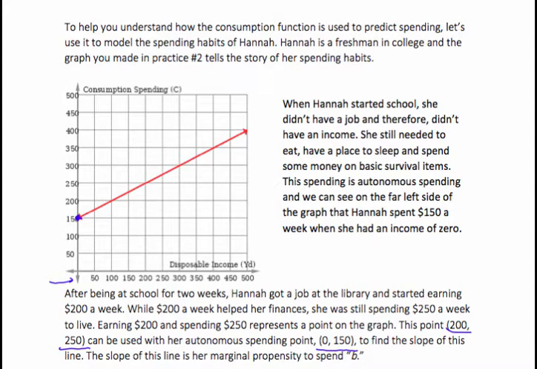income. So let's see, here was the point that she had. She got this job at the library, and so she started making $200 a week. Even though she's making $200 a week now, if we look at the point on Hannah's graph here, she's spending $250 a week. So she's spending more than she's earning still at this point. But we can use these 2 points, this point here and the one that we started at, to determine the slope of the line. And once we get the slope of the line, that is her marginal propensity to consume.